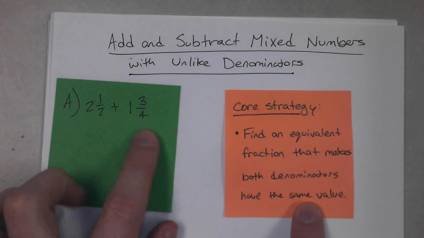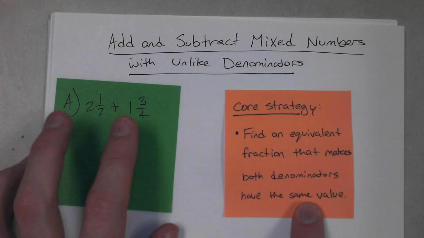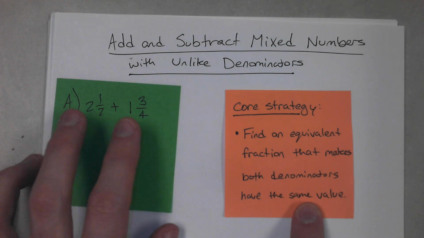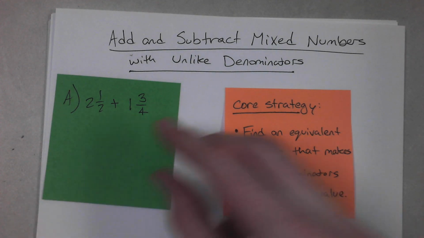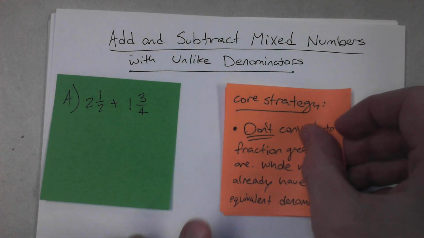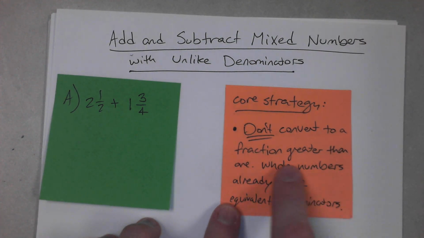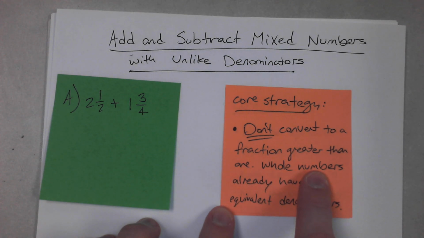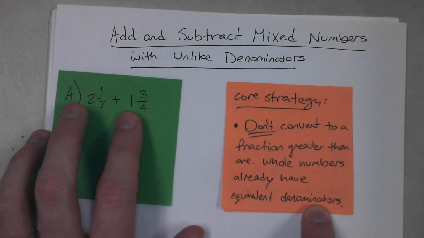If this was our first problem, many students have an instinct left over from multiplying fractions and dividing fractions. When multiplying and dividing fractions, you should convert to a fraction greater than 1 if you have a mixed number. But when you're adding and subtracting, a core strategy is don't convert to a fraction greater than 1, because whole numbers already have equivalent denominators. 2 and 1 can already be added to one another just in the same form they are. We don't need to change their form.